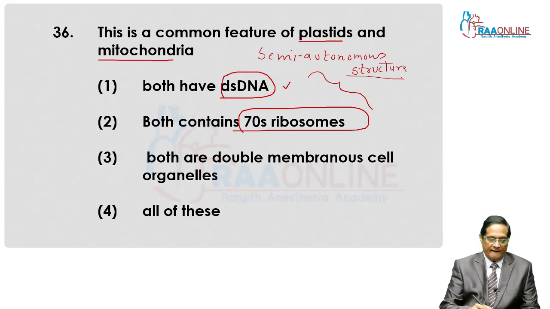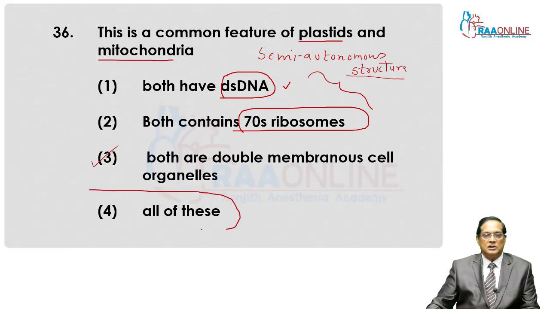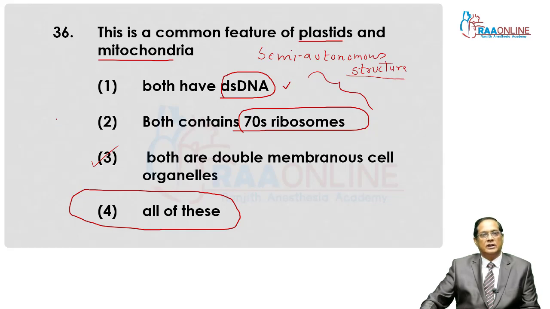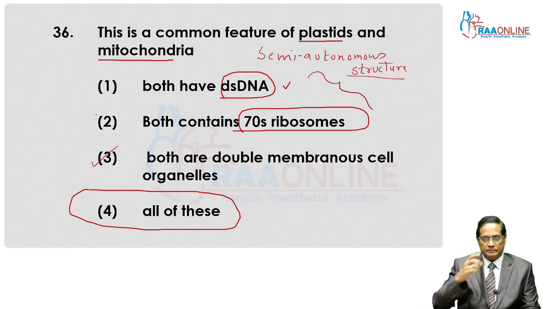And third, both have double membrane. So all these features are the same in both the cell organelles. So that's why the answer, all of these, is correct. And one more, they are self-replicating structures. They divide, they multiply by the fission process.